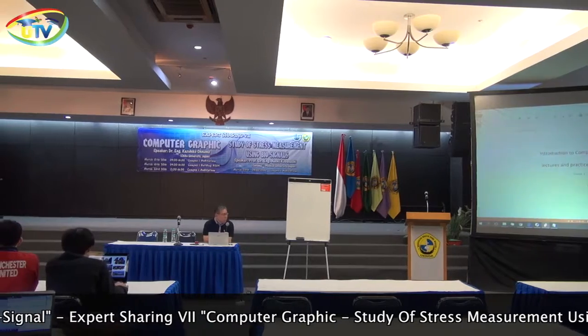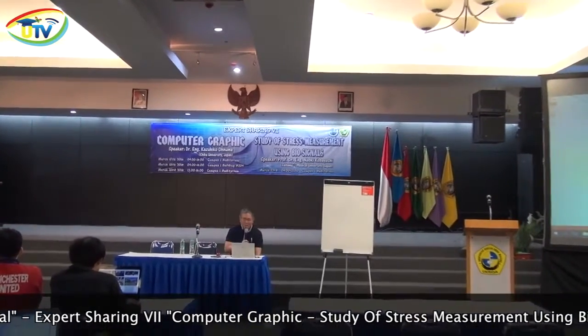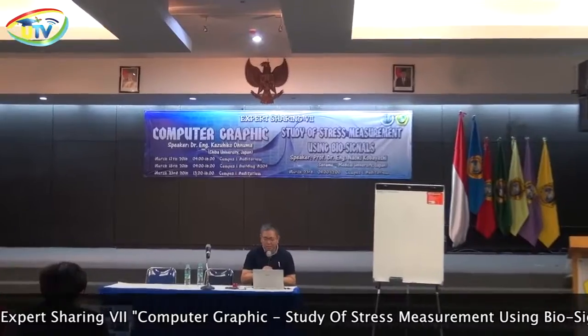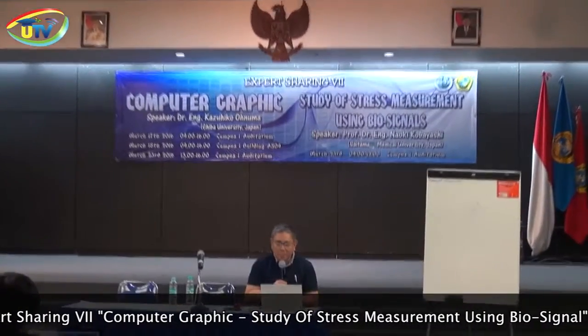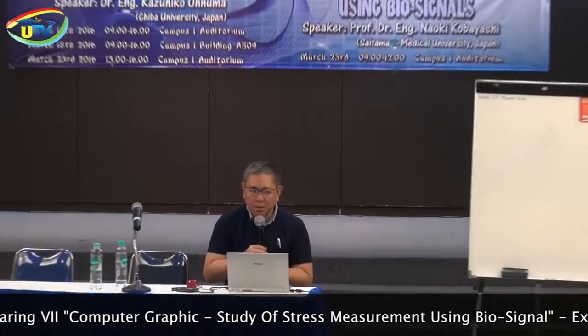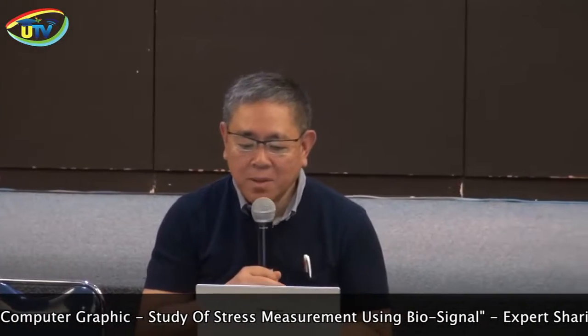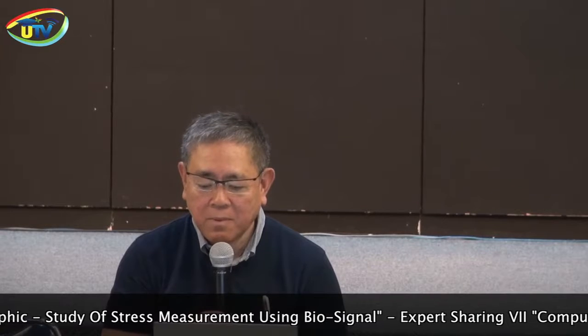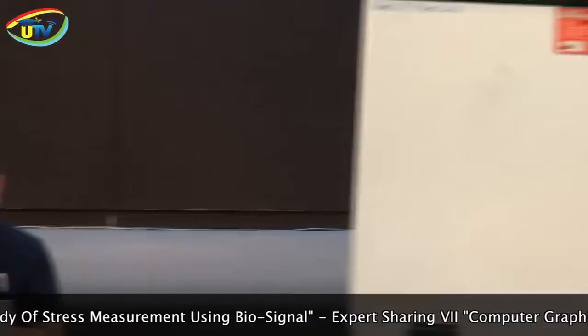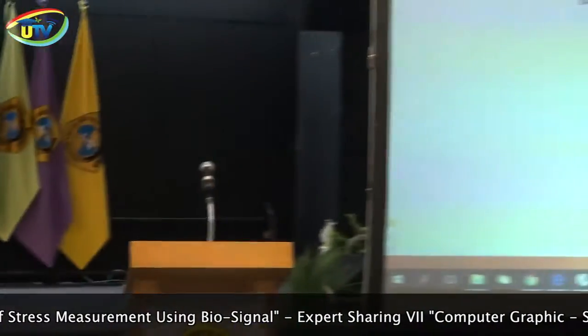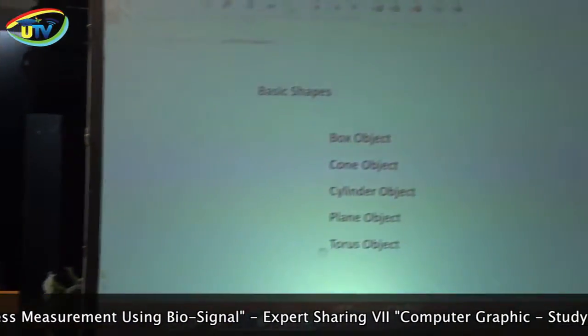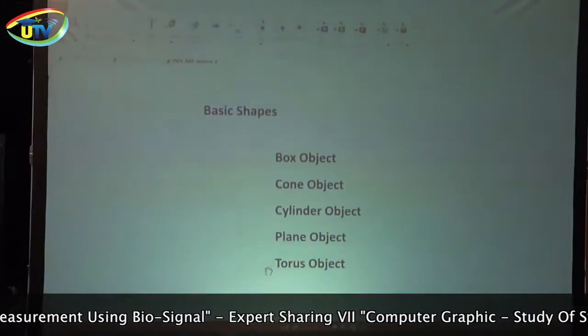We would like to go to the next step. POV-Ray has other basic shapes except sphere. The basic shapes: box and cone, cylinder, plane, and torus. So I will show these objects.